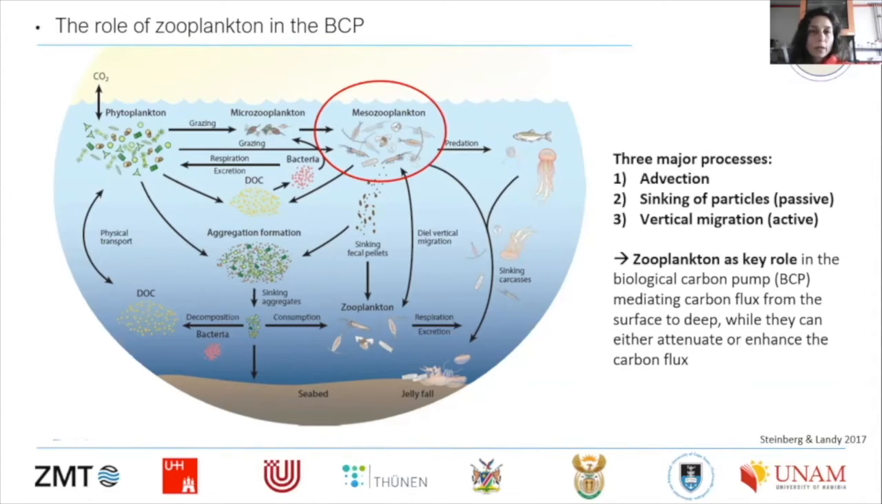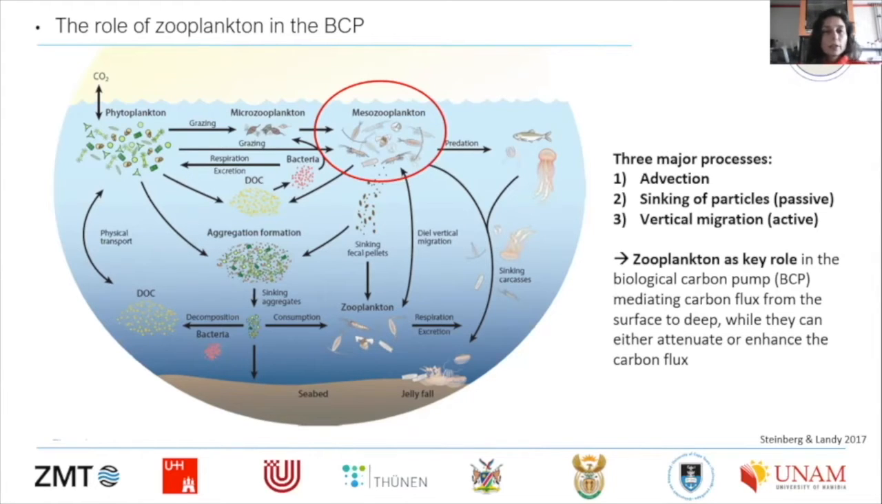The major one of the sinking particles is the repackaging by the mesozooplankton of phytoplankton or other organic matter materials into these dense, fast-sinking fecal pellets, which then enhance the sinking of particles. But the mesozooplankton can also attenuate carbon fluxes. So there are different processes going on, but zooplankton plays a key role in the biological carbon pump, mediating these carbon fluxes. And also they are doing large vertical migrations on a seasonal or on a diel scale.